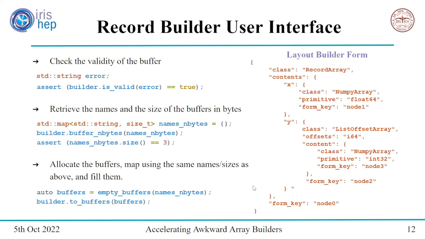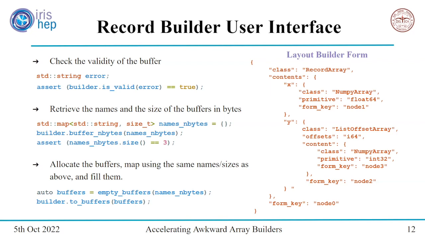The user has the option to check the validity of the buffer via the isValid method in order to make sure that there are no errors while filling the data. The user can call it on every entry if they want. If they want to trade safety for speed, they can also retrieve the information needed to allocate the empty buffers as a map of their names to the size in bytes, and allocate the buffers using the user given pointer and the same names and sizes as the previous step, and fill the data in the pointers.